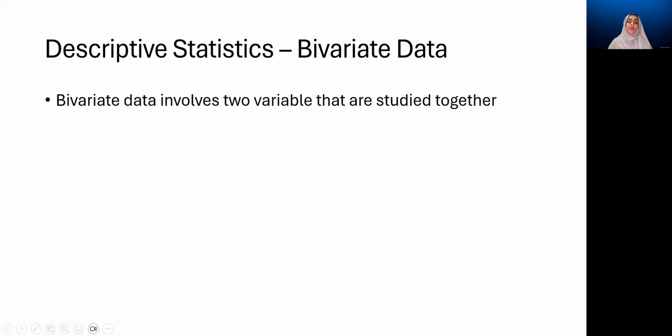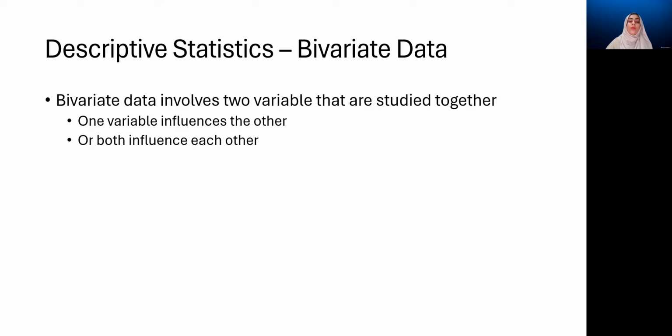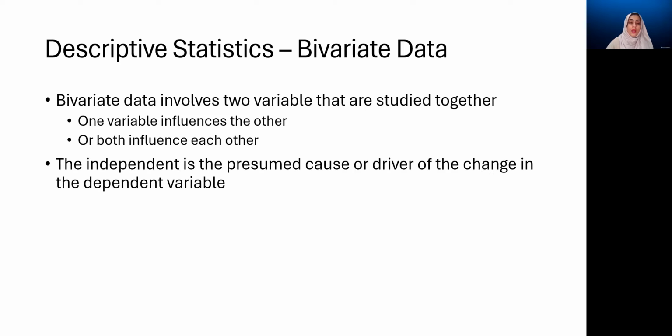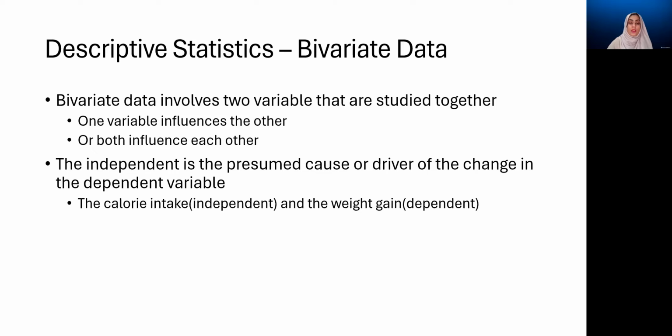So bivariate data involves two variables that are studied together. One variable influences the other, or both influence each other. One of the variables is the independent variable, which is presumed to be causing the change in the dependent variable, such as the calorie intake can be considered as an independent variable, which is causing change in the weight, which may be considered as the dependent variable. So if we increase the calorie intake, there's an expected increase in the weight. Similarly, the distance from home to school can be considered as an independent variable, which affects the performance of students in the school.